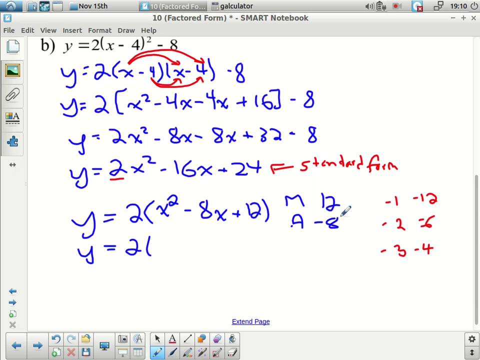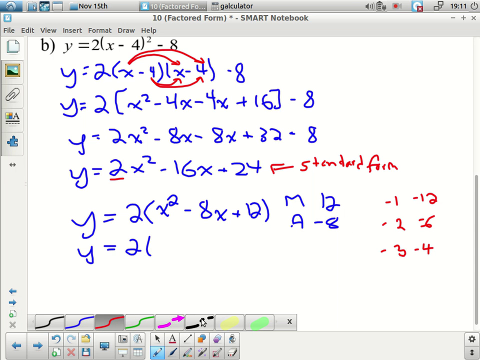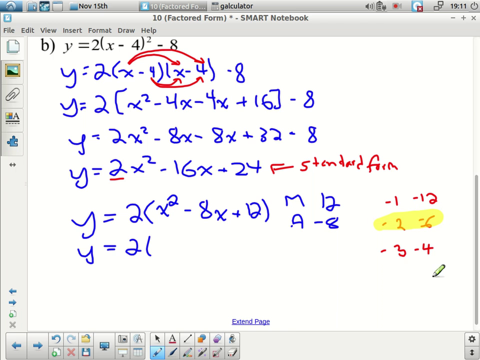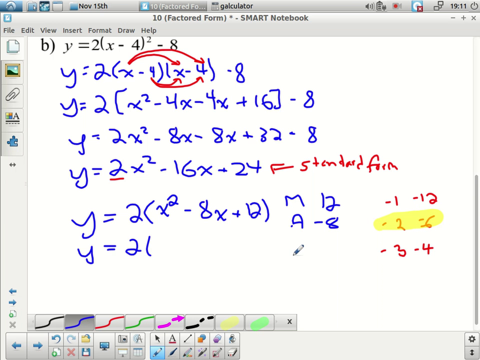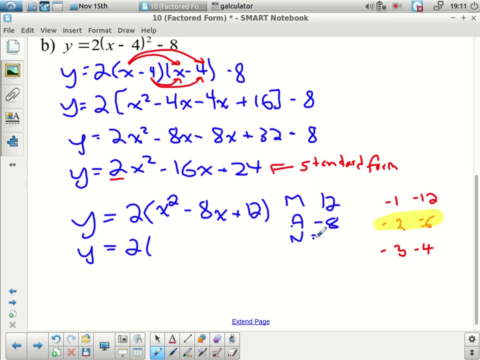So now, which of those pairs adds to negative 8? Okay, and while this is a close second, this is definitely the pair. Negative 2 and negative 6 add to negative 8. So the numbers are negative 2 and negative 6. So now my factors, I'm going to write x minus 2 and x minus 6. Finally, I'm ready to write what my zeros are.